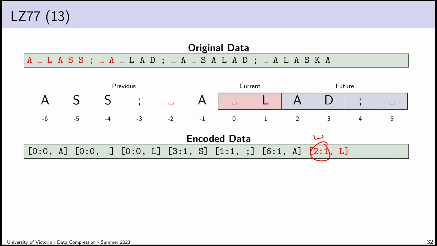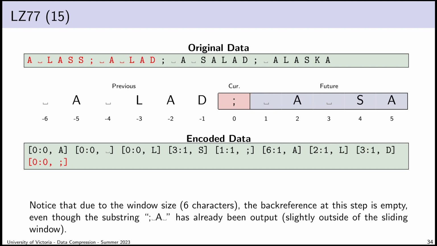For very small window sizes, we'll actually notice that a back reference of length 1 can sometimes be strangely helpful. If you're noticing this is sort of underwhelming, part of it is due to the window size, because this substring here, semicolon space A space, actually did occur earlier. So I'm sitting at this point in my sequence. Earlier, I did see semicolon space A space. The problem is the beginning of that substring has already exited the sliding window, so I can't reuse it. So I'm forced here to generate a literal.